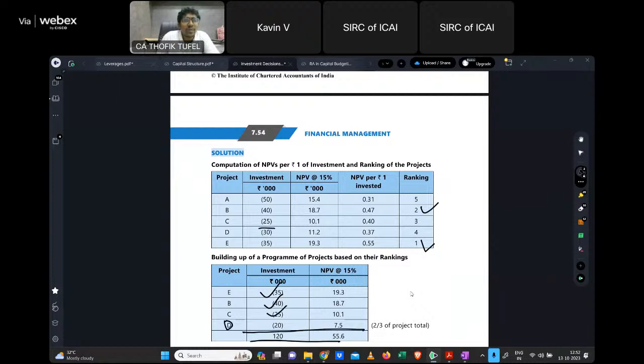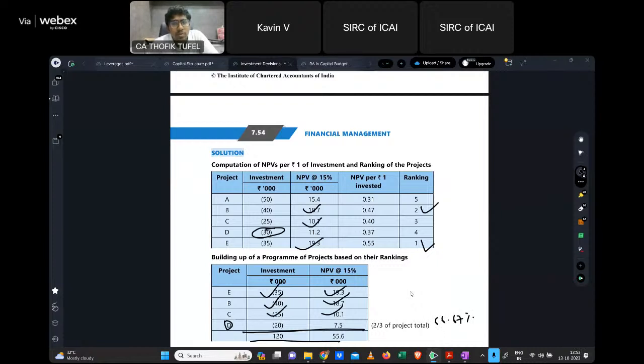D, even though the investment is 30 rupees, you cannot put the total 30 rupees. You only have 20 rupees in your hand, so you're investing only 20 rupees. Now your NPV will be 19.3, 18.7, 10.1. And here you're taking only 2/3 of the project. Out of 30, you're taking only 20. So 20 divided by 30, 66.67% alone you're taking, 2/3 of the project.